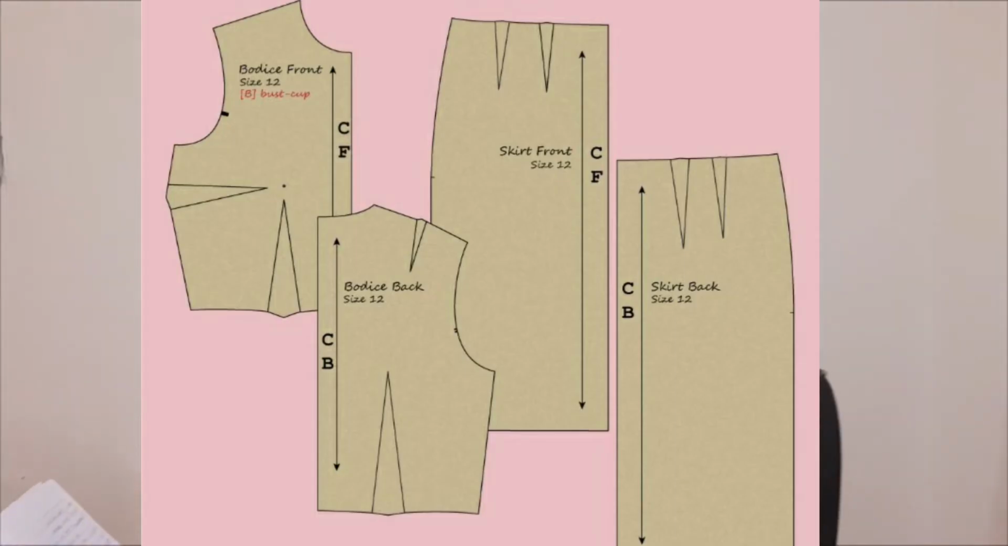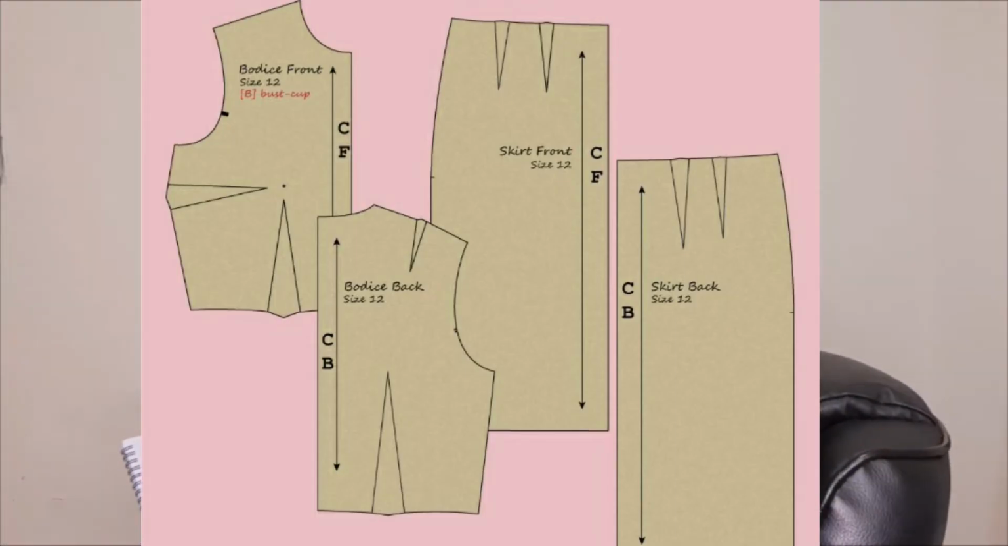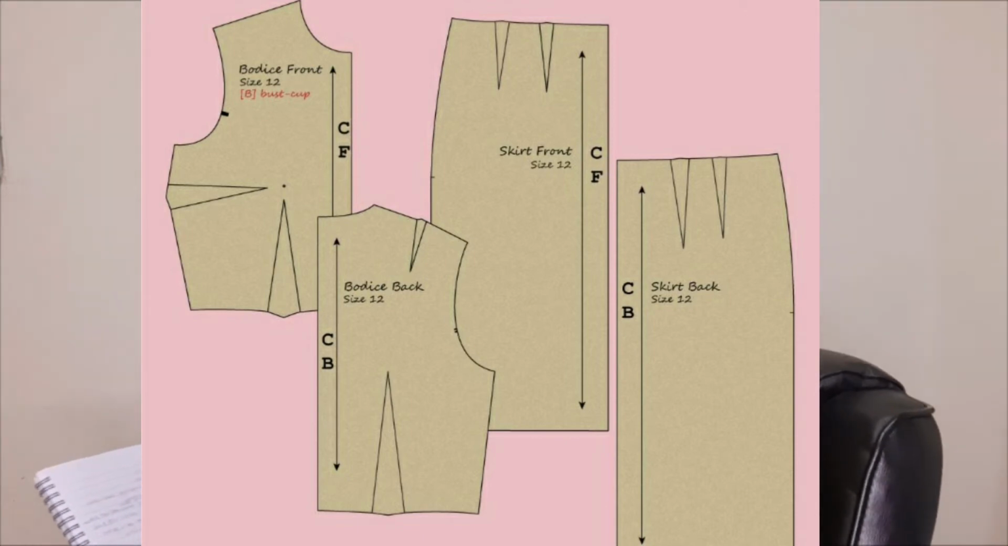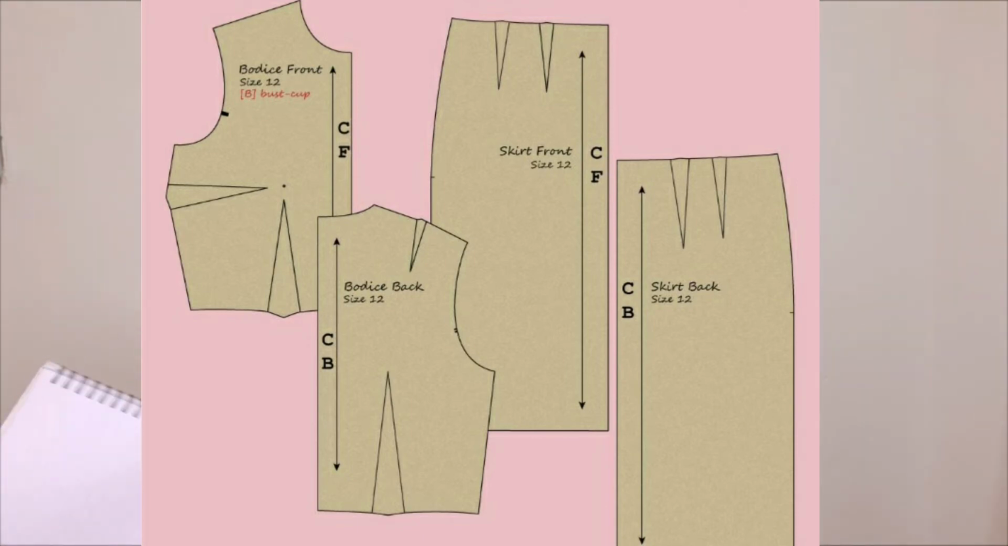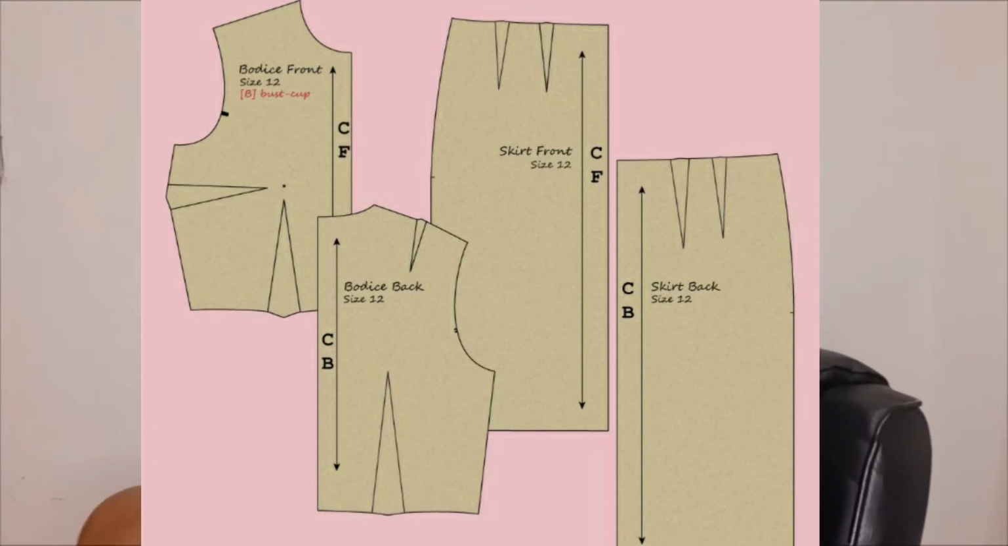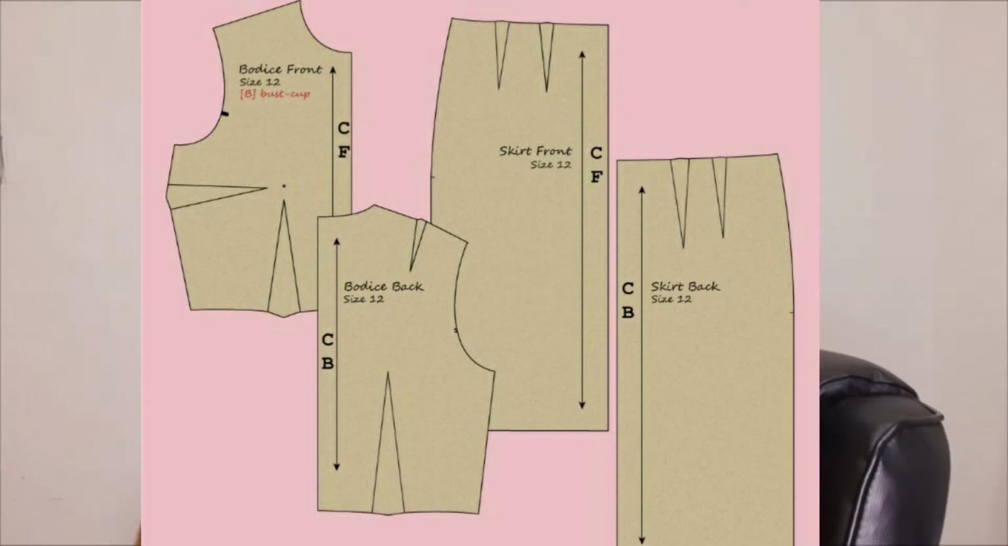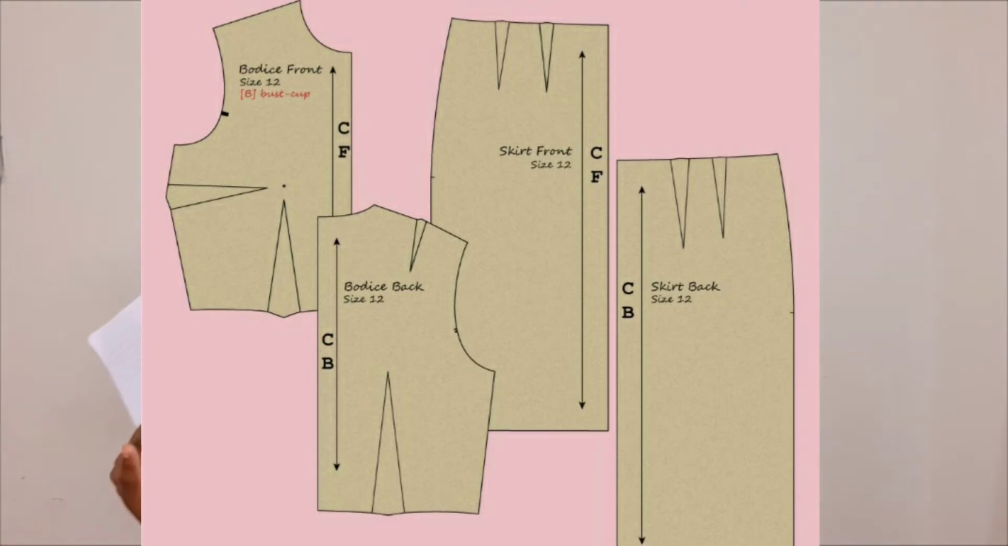The next word is blocks. So blocks are basically pieces that make up a garment, but these pieces do not have a seam allowance. These are the blocks that we use. We trace them down and then change them up into whatever design that we want it to be.